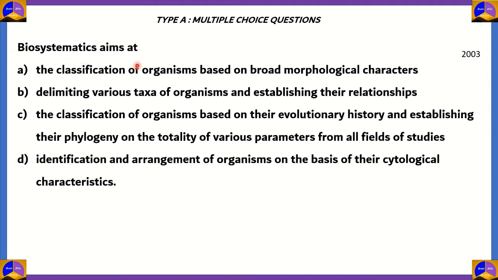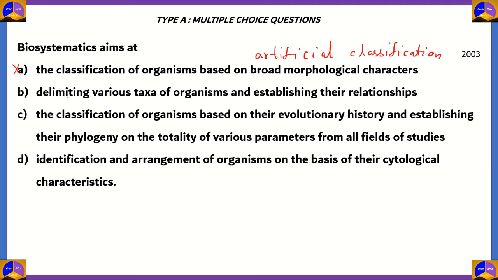Biosystematics aims at. We have 4 definitions. Which of these is the correct one? Let's look at definition A. The classification of organisms based on broad morphological characters. Now, this particular definition is true for artificial classification. So therefore, option A is incorrect.